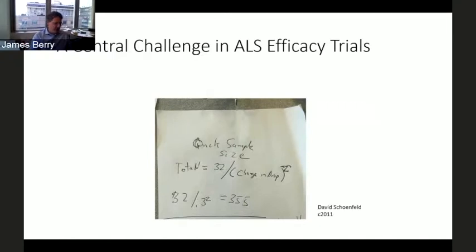sat down with David Schoenfeld, a very senior biostatistician, done a lot of work in ALS, and we really sort of worked out that it's very difficult to get smaller than 355 patients in a trial and be very certain that you'll be powered well for the kind of change that you might see in that trial, something like a 30% change in efficacy. This is sort of central to how we design trials. If we could get that number down to half or a third, it would be a huge benefit. We could run 3 times as many trials.